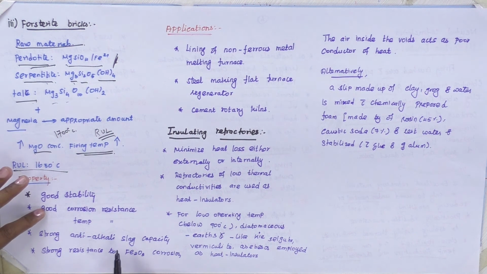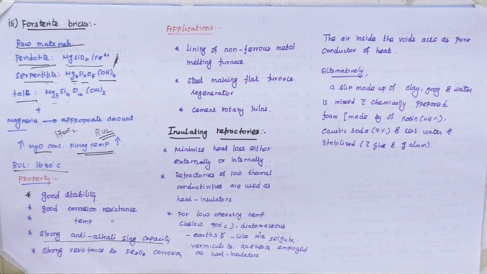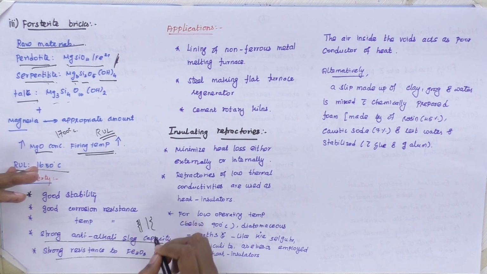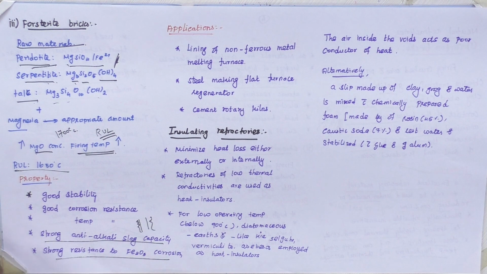It has good stability, good corrosion resistance and also temperature resistance. That means it can be used as an insulating brick, or otherwise it has a high heat capacity, a strong anti-alkali slag property, and resistance to iron corrosion, Fe2O3 corrosion. That means if we are using a pipeline and we have to build a construction, or a cement constructed material, then we should prefer the forsterite bricks.